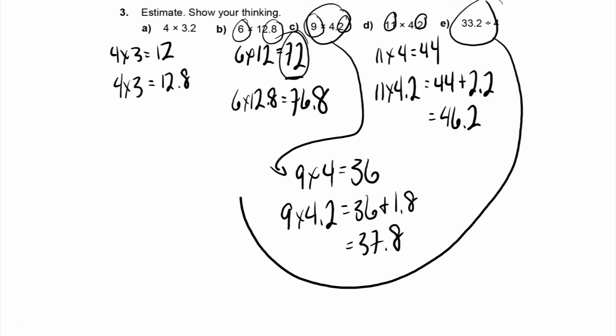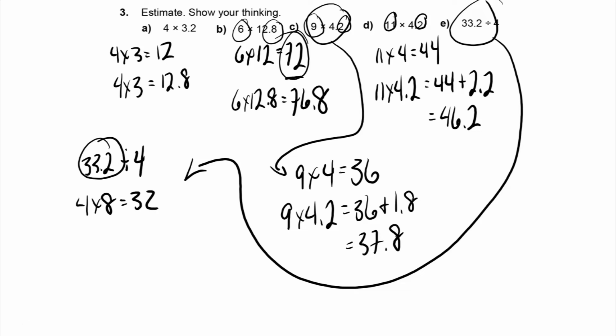And this final one, I'm going to pull all the way over here just to make use of the space that's available. 33.2 divided by 4. In this case now I'm going to be looking at my 4 times tables. What 4 times will get me closest to this number? Well, 4 times 8 is 32, and that's pretty close. I know that my number is going to be a little bit more than that because this number is slightly bigger. The 33.2 is a little bit bigger than 32, so that means my 8, it'll be a little bit bigger than 8, but not by too much.